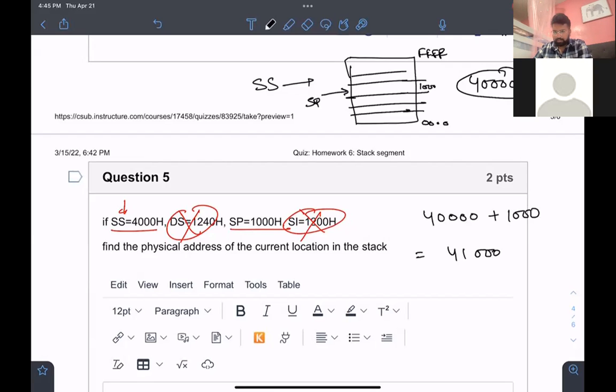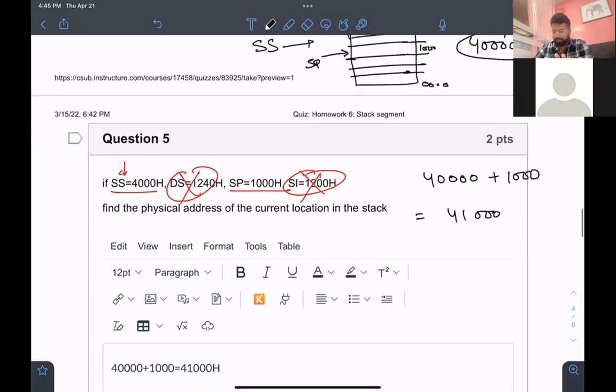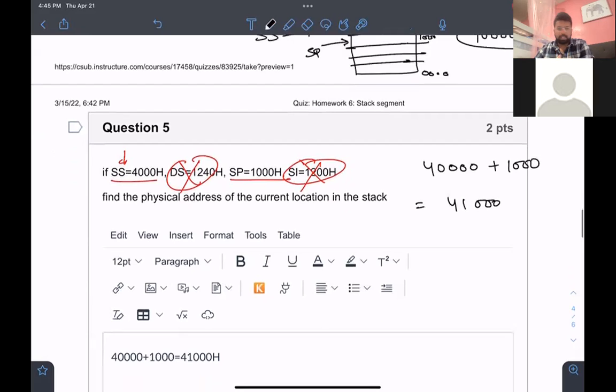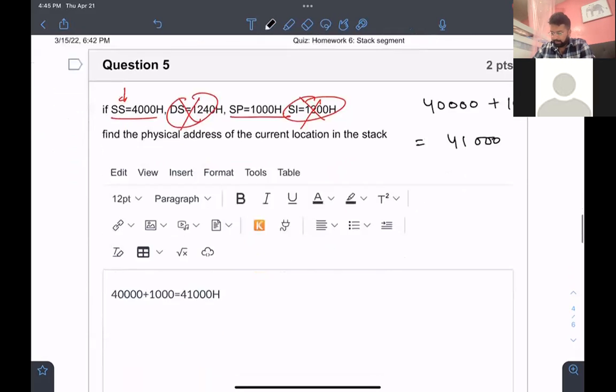Does that make sense? We did this problem earlier, like in the past homework problems. So I think it makes sense, but if it doesn't, again, feel free to contact me. Okay.